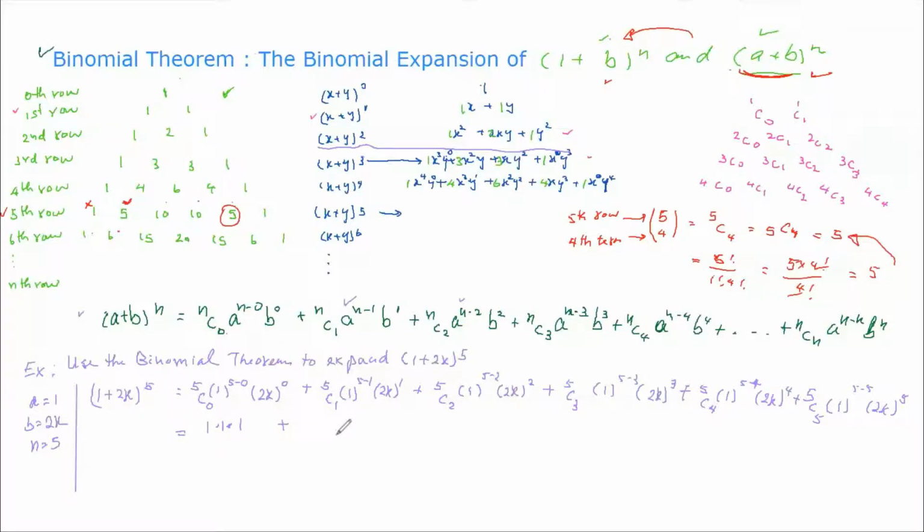Now 5C1 is 5. 1 power anything is still 1. And then this one, 2x, plus this one. Then you can use the calculator now. You can find 5C2. Right? Next one, 5C2. 5C2 equals 10. So 10, again, this is 1 power anything, still 1, right?